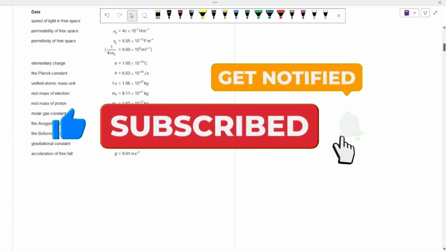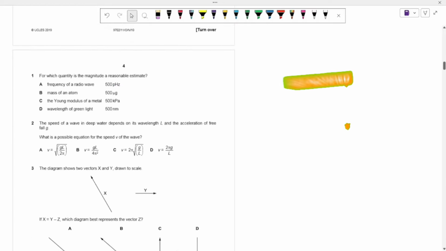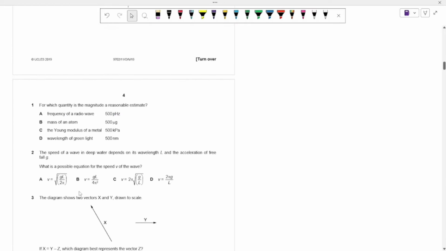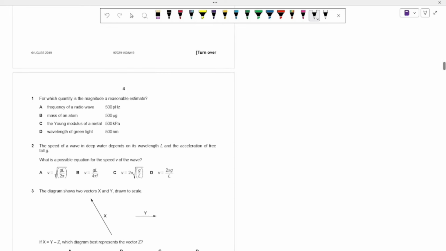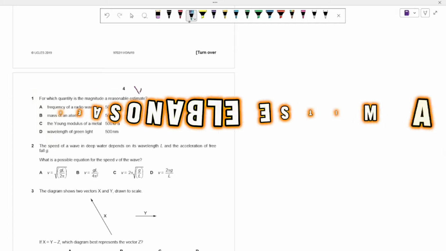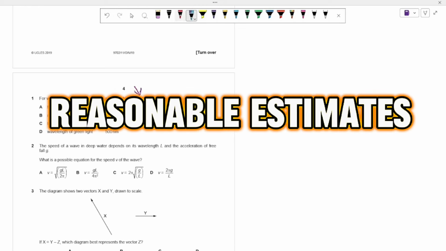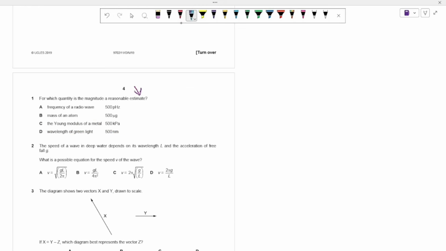Okay, so to start off, we'll start off with the first question. Number 1, for which quantity is the magnitude a reasonable estimate? So this is a very, very important topic that stresses on the concept of reasonable estimates. So how exactly do you tackle this topic? Well, we just look at the answers that you're given and try to figure out which of the following answers would make sense.